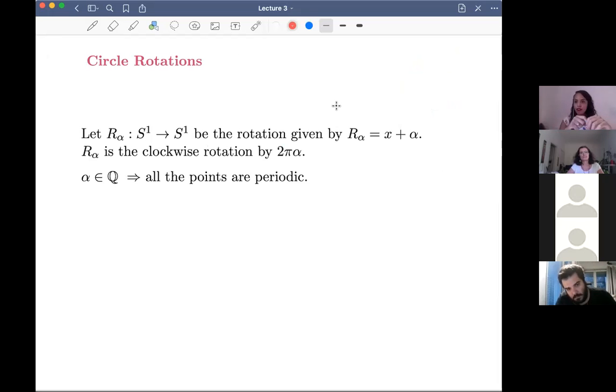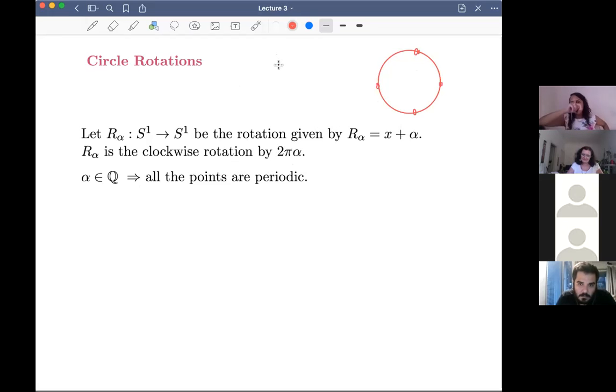If you choose alpha to be rational, then all the points are periodic, because you are rotating by a rational angle, let's say p over q. If you do it enough times, you go back. So you have your circle. Let's say p over q is a half. Then you rotate by half, then you come here, and then you rotate by half again, and then you come back here. Okay, so all the points are periodic.